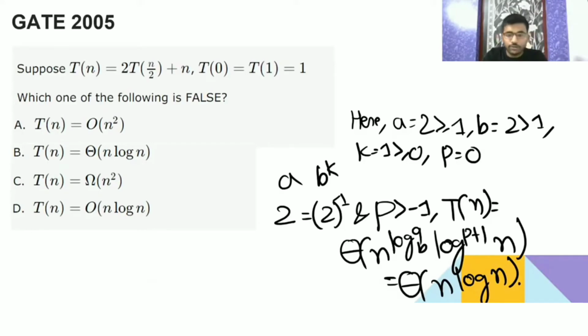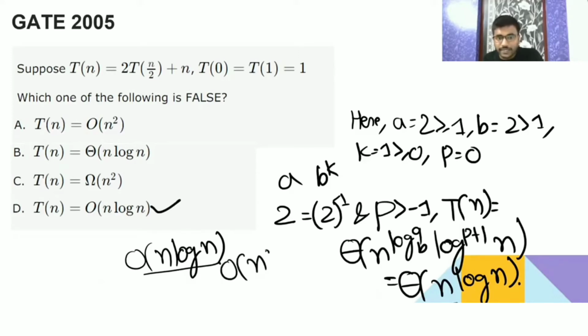So theta is going to be n log n. So can I say that if it is theta, then big O is also true? Since it is theta, it can also be big O of n log n. So this is true. And since it is n log n, you can even say that it is n square. This term is greater, so this is also true.